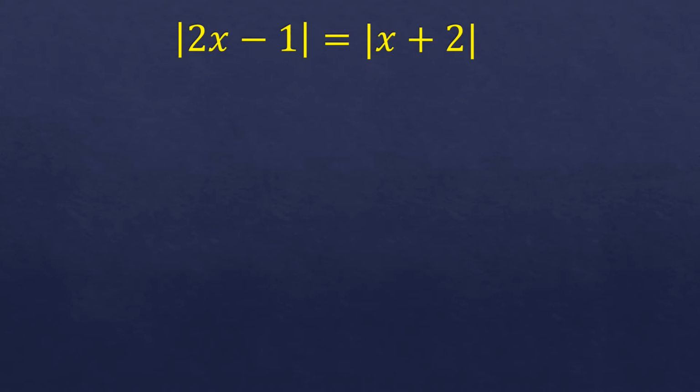Now what if it's like this? There are two absolute values, two mathematical expressions inside absolute value symbols. How are you going to solve this, unlike the previous one where there's only one expression inside the absolute value? What you're going to do is just the same procedure.